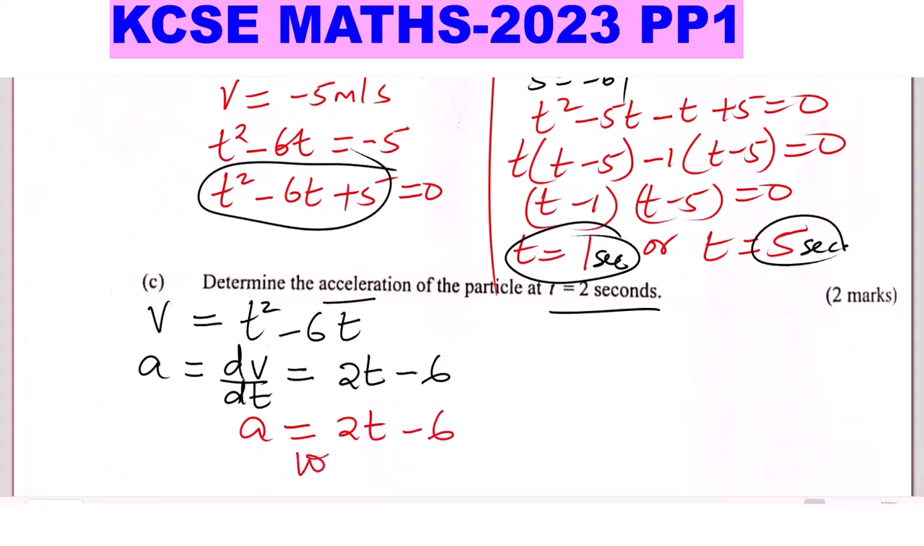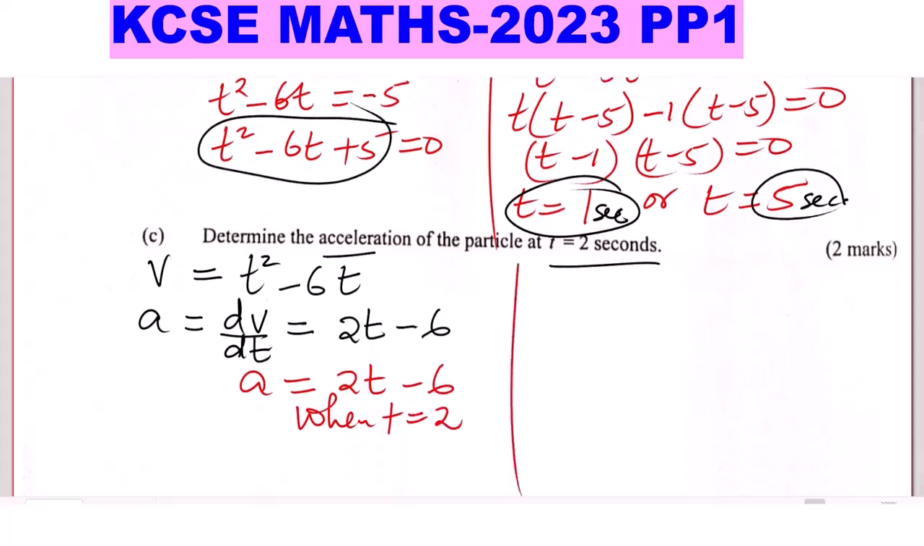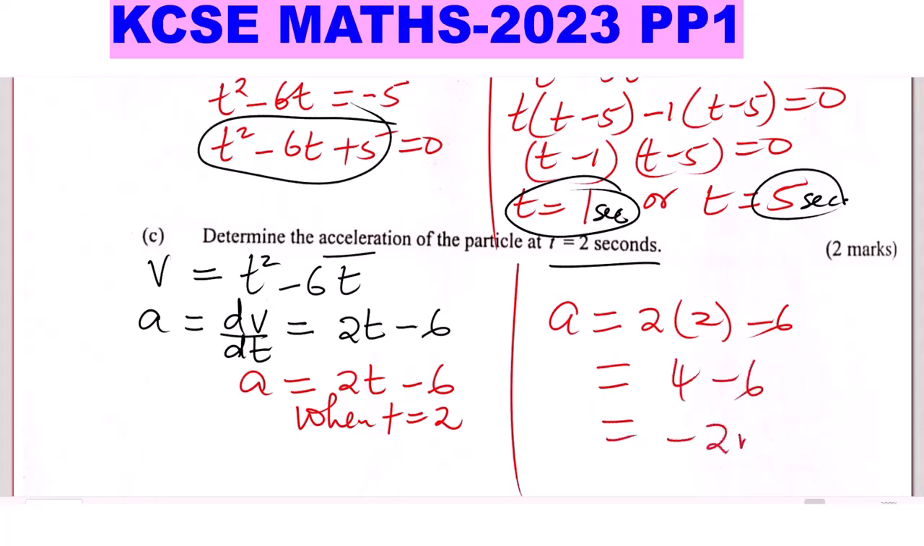So now when t is equal to 2 seconds, you just need to substitute. Acceleration is equal to 2, substitute t with 2, and this one will give 4 minus 6, which gives negative 2 meters per second squared. So that is the acceleration. That is how you're supposed to solve that question.